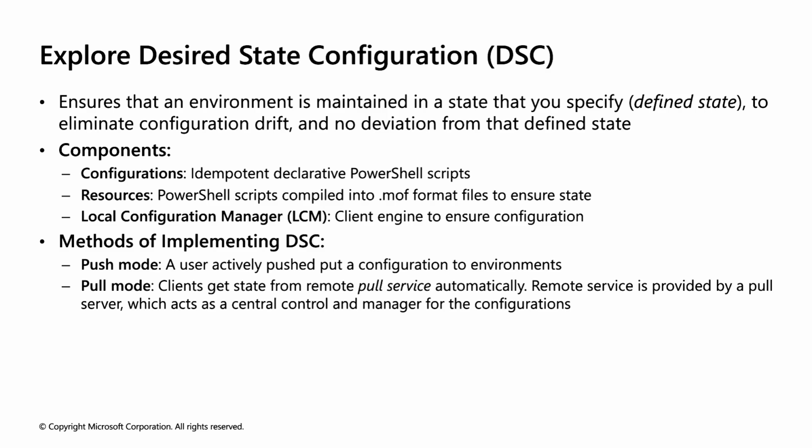You can implement desired state configuration in two main ways: a push mode, where you actively send configurations to your servers, or a pull mode, where the servers automatically retrieve their configuration from a central service. By using desired state configuration, we can eliminate configuration drift, maintain compliance, and ensure that every environment from development to production remains exactly as intended.